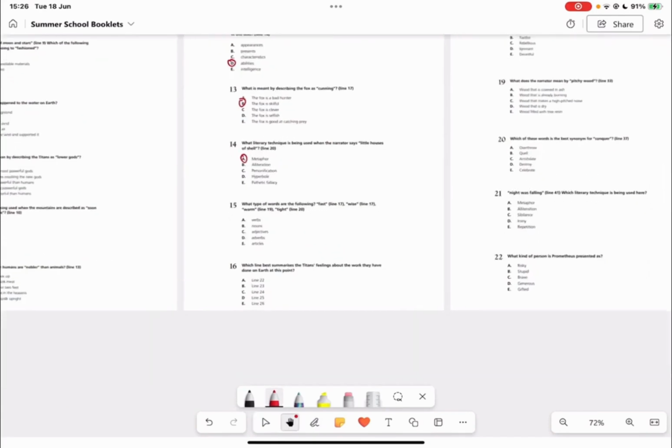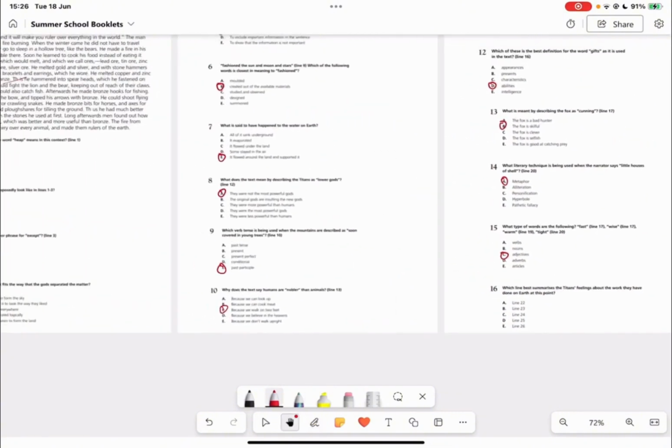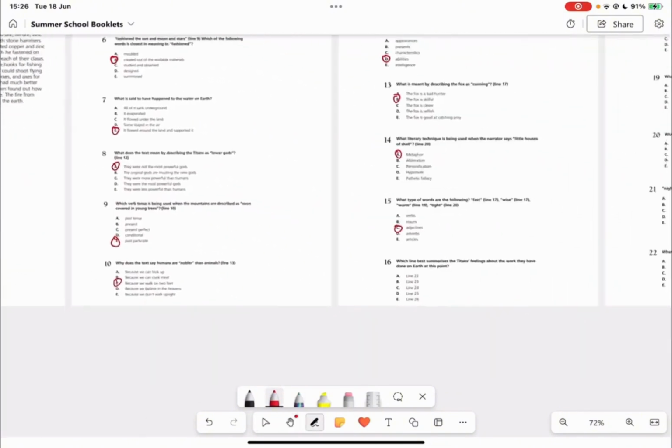Okay. So question 15. What type of words are the following? So fast, wise, warm, and tight. Well, they're all adjectives. So C. And then which line best summarizes the Titans' feelings about the work they have done on Earth at this point? Okay, so let's have a look at our lines. So we have the option of 22 to 26.